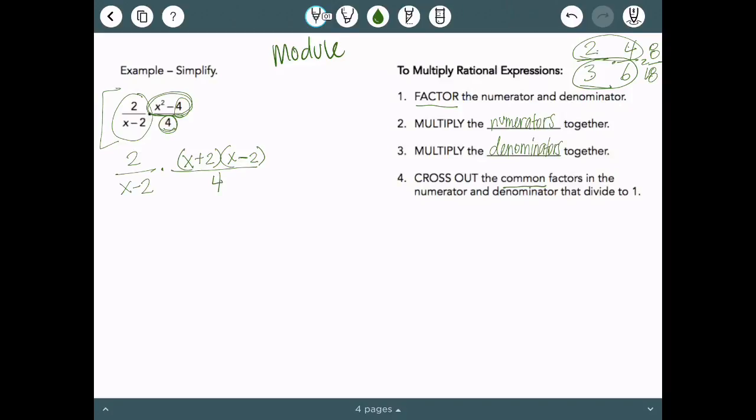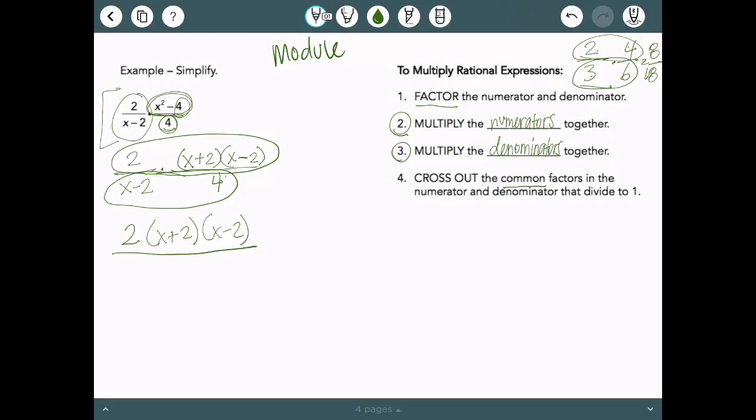As we know, we can multiply the numerators together and the denominators together. That's essentially saying we're multiplying all these things together and all those things together. So we would have 2 times x plus 2 times x minus 2 over, I'm going to put this 4 in front, 4 times x minus 2.